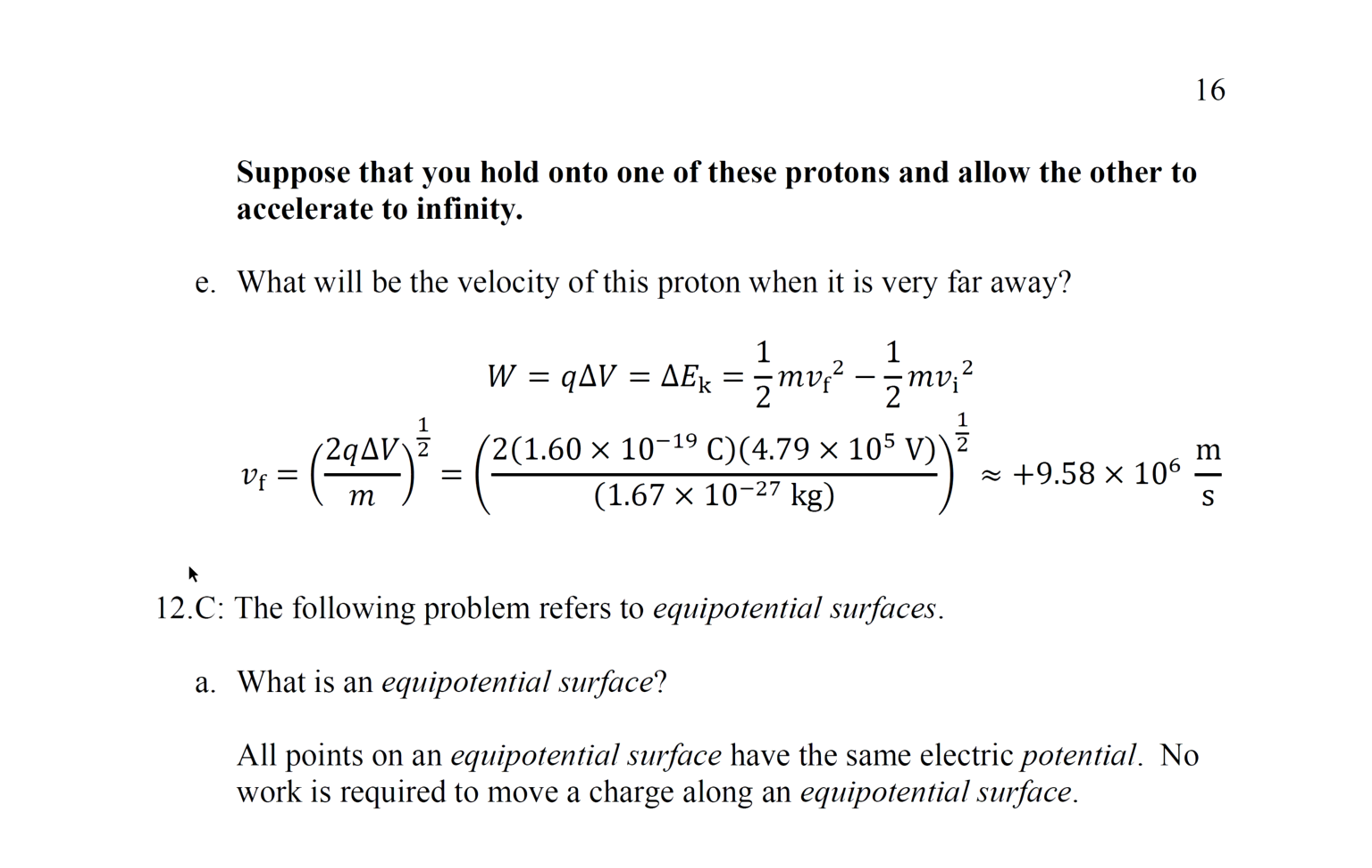Suppose that you hold on to one of these protons and allow the other to accelerate to infinity. What will be the velocity of this proton when it is very far away? Work is the change in kinetic energy. So solve for V final. And we know V initial is 0.